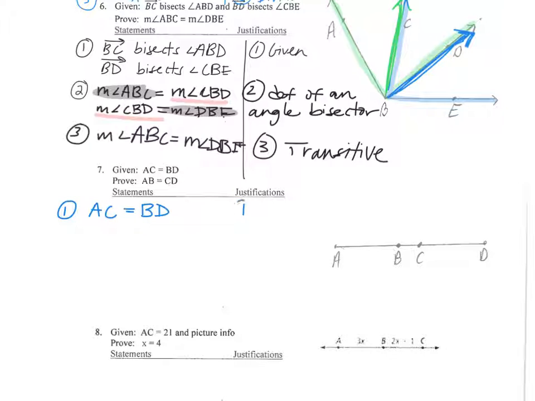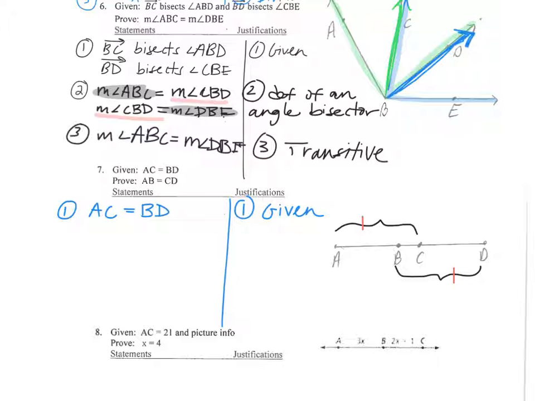Remember we talked about if you can, you should mark your givens in your diagram. This one's a little bit weird. You're told AC equals BD. Since those overlap with other segments, I'm going to mark that by doing like a little bracket to show that these two pieces are congruent.